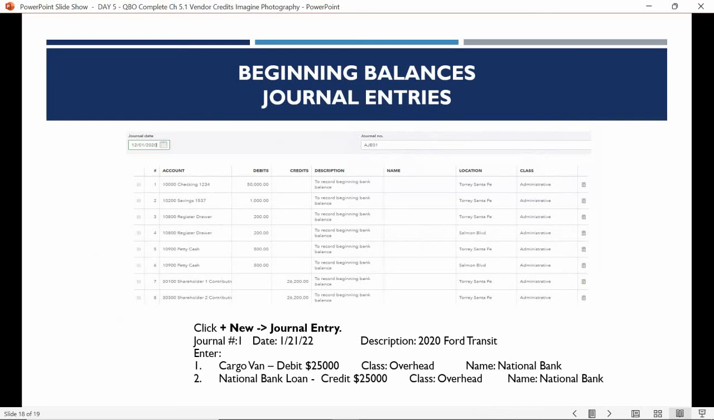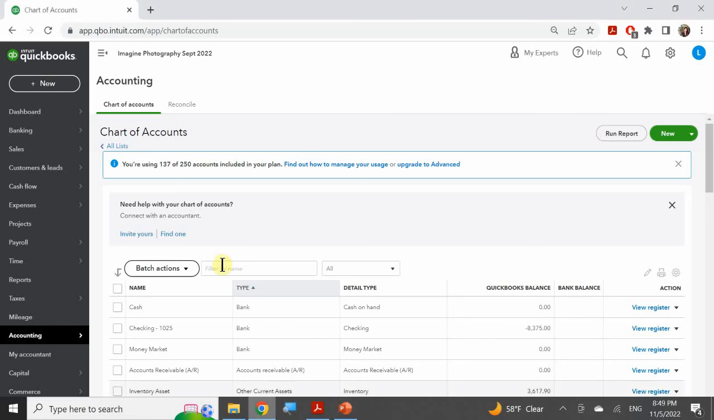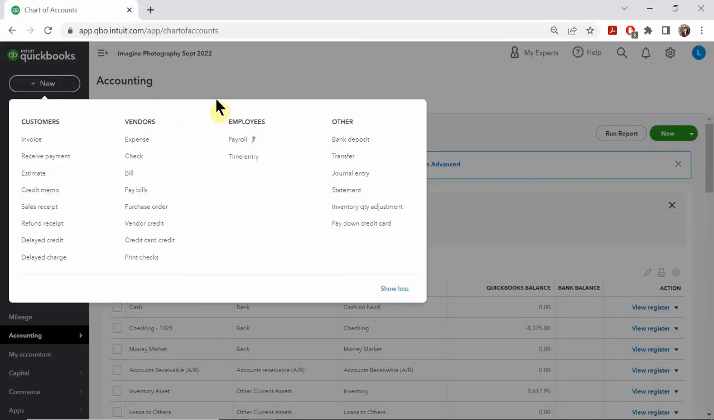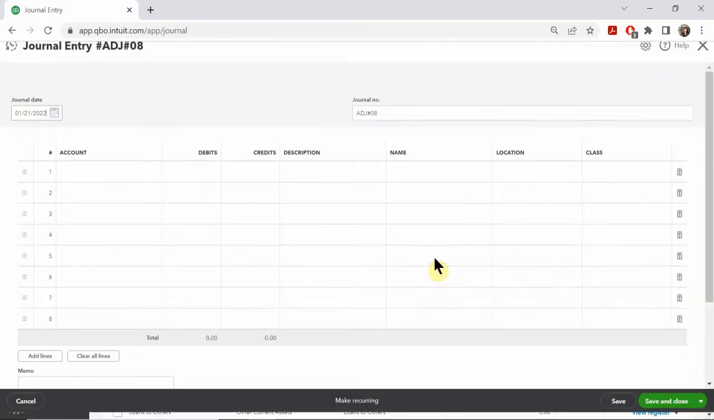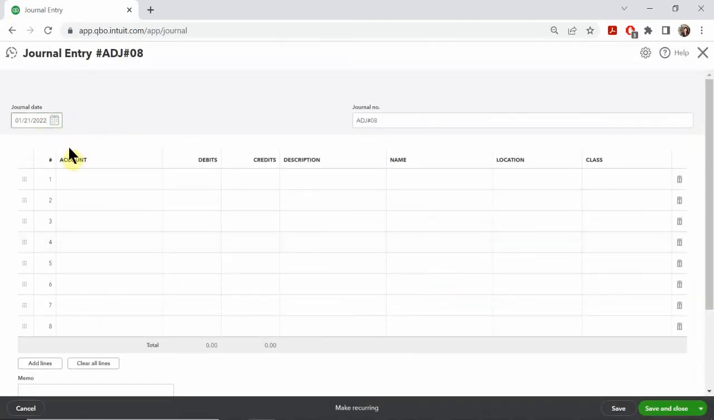So the first thing you're going to do is, again, go to your best friend and click on that new button, and then on your far right corner, you have journal entries. When I click on journal entries, it's going to tell me what is the date. Again, you bought your cargo van on the 21st, so that means you're going to have the loan on the 21st. As you can see, you have an adjustment number. I'm going to put adjustment number 1.